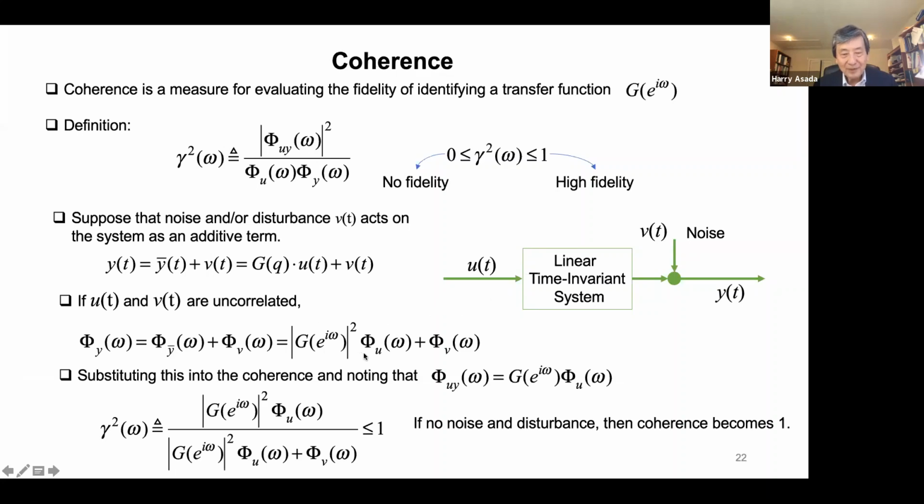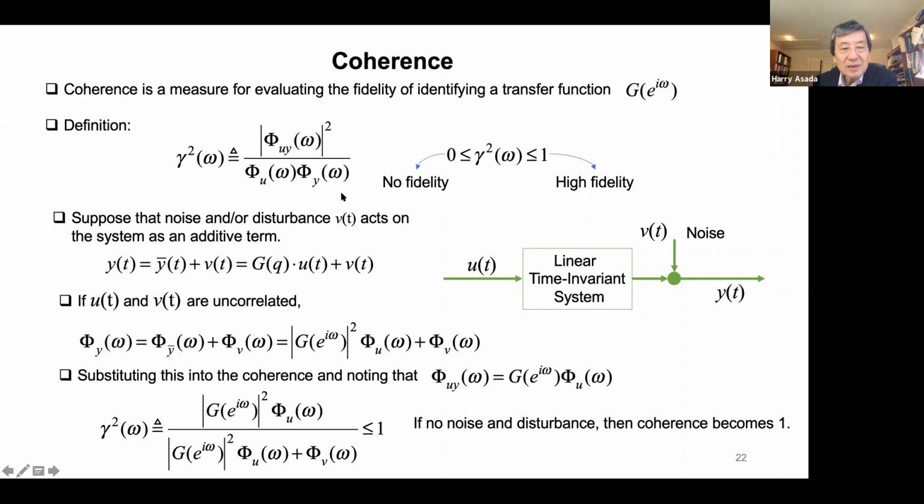written in this way. Remember that the input power spectrum going through the frequency transfer function, that is actually the output side of a power spectrum. So that is given by this. Okay, we just proved this property in the previous slide. Now, if you include this noise, the output power spectrum is given by this.